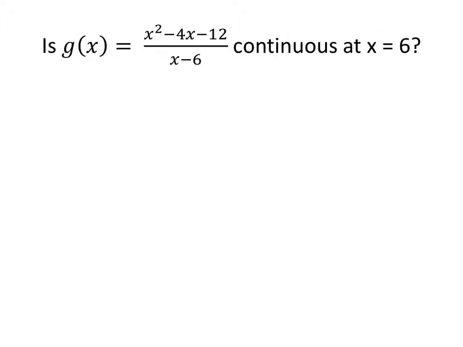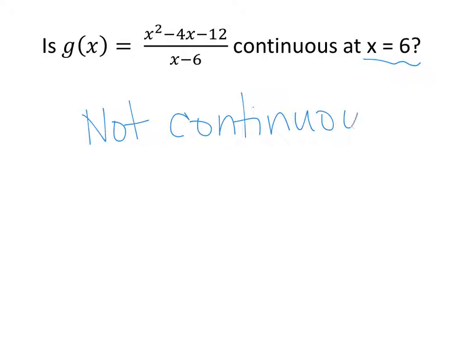All right, so let's practice. So g of x is equal to x squared minus 4x minus 12 all over x minus 6. And we want to know if this is continuous at x equals 6. So the first thing says it has to be defined, meaning x equals 6, here's my value, this has to be in my domain. Well, if I plug 6 into my denominator, I get a 0. That would be undefined, so therefore this is not continuous. There is a hole there. It doesn't work. So we can't do it.